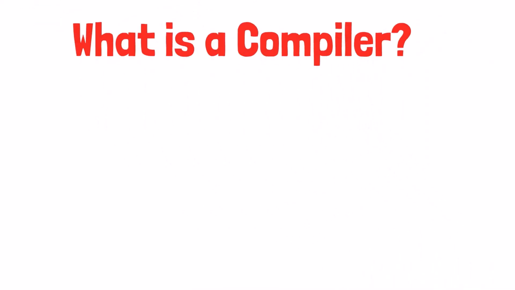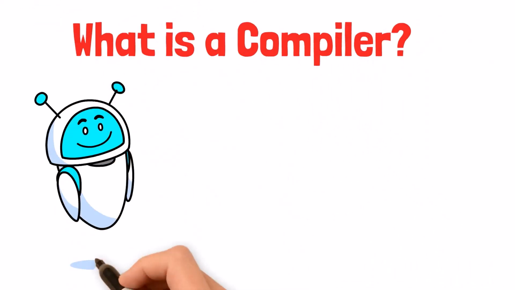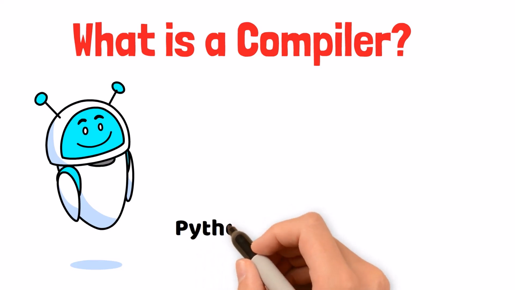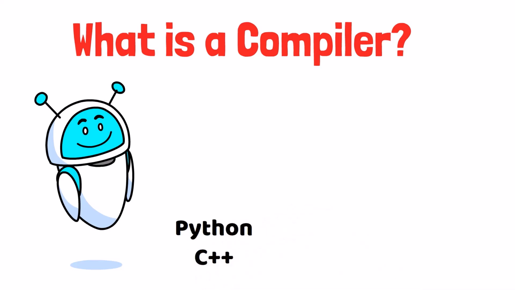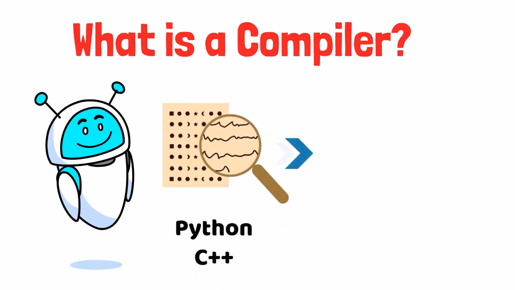What is a compiler? A compiler is a special program that translates code written in one language, like Python or C++, into another language that a computer can understand, usually machine code.